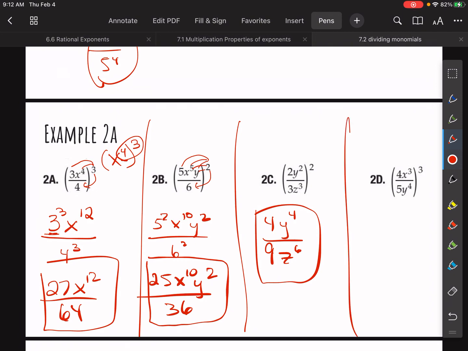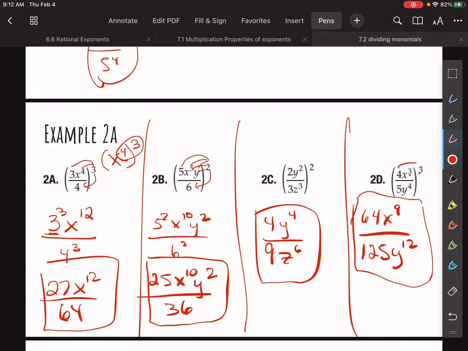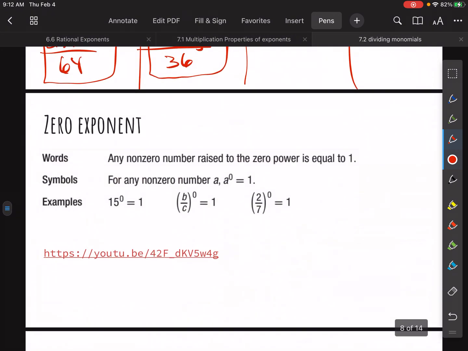And let's go on. 4 to the 3rd power here gives me 64. X to the 9th, 3 times 3 is 9. And then on the bottom I have 5 to the 3rd power, which is 125. Y to the 12th. And there's nothing in common with 64 and 125 that I'm aware of, so I am done. Okay, so that's example 2.